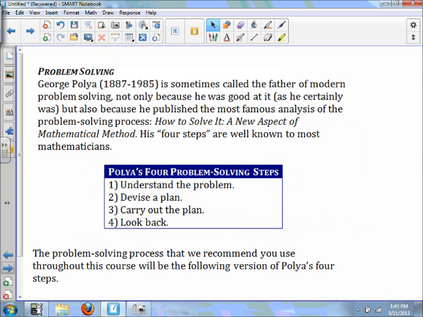Now, moving on to problem solving. George Polya is sometimes called the father of modern problem solving, not only because he was good at it, but also because he published the most famous analysis of the problem solving process, How to Solve It, a New Aspect of Mathematical Method. His 4 steps are well known to most mathematicians. 1, understand the problem. 2, devise a plan. 3, carry out the plan. And 4, look back and check.